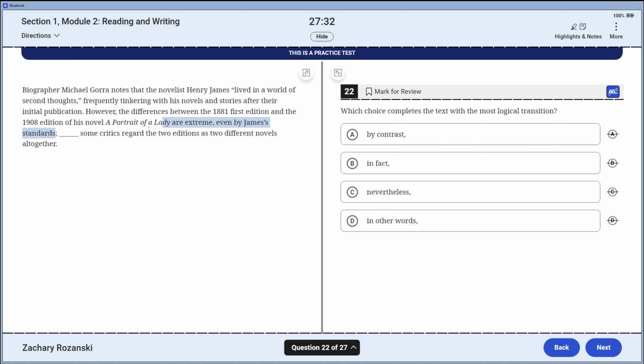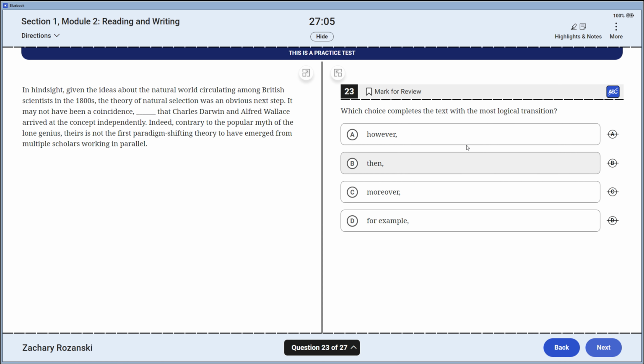Let's go to the start of the sentence that we seem to be in. The differences between the first edition and the other edition are extreme, even by his standards. Some critics regard the two editions as two different novels altogether. This seems like it's an amplification. It's not, in other words, because it's not the same idea packaged slightly differently. It's emphasizing so much so that, which is what I like to think of for certain environments of, in fact.